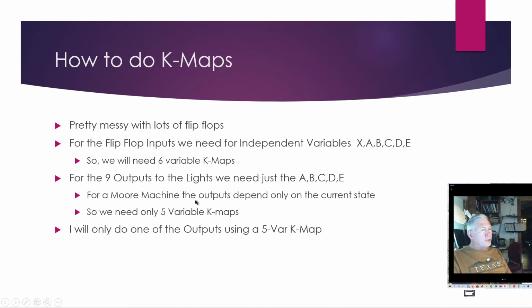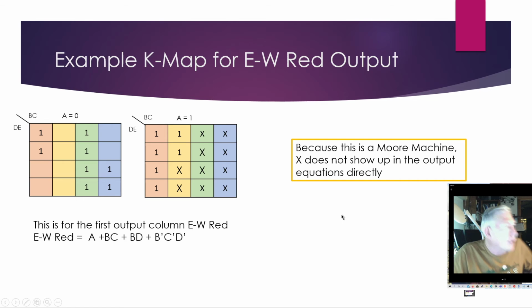So for a Moore machine, the outputs depend only on the current state, and so we need 5 variable K-maps for the 9 outputs, but we need 6 variable maps for the flip-flop D inputs. For DA, DB, DC, DD, and DE, we need a 6 variable K-map for each one. So I'm going to do one output with a 5 variable map, and one input, just because they're somewhat complicated. All right, here's the example map.